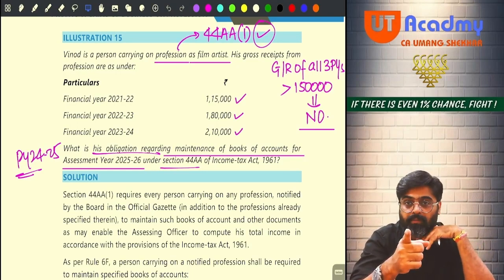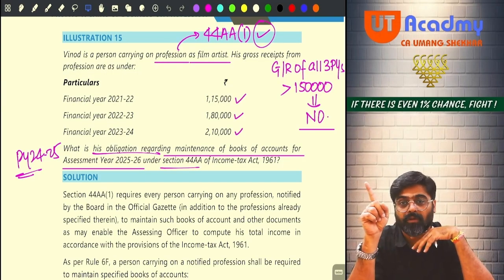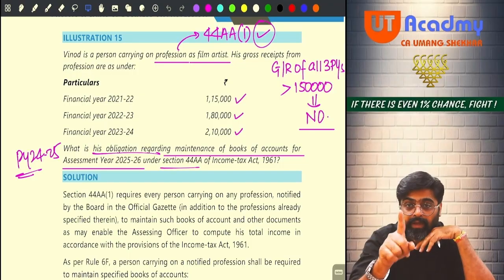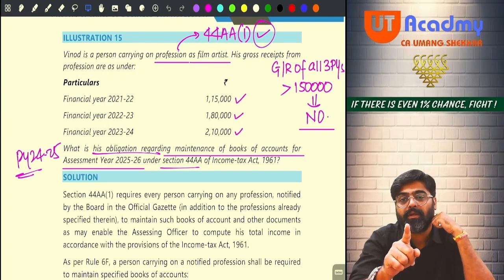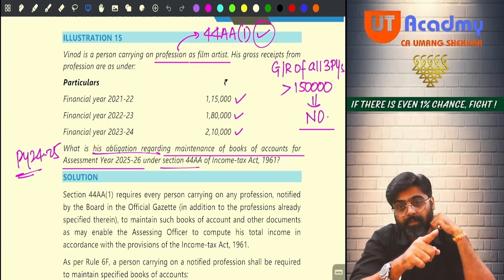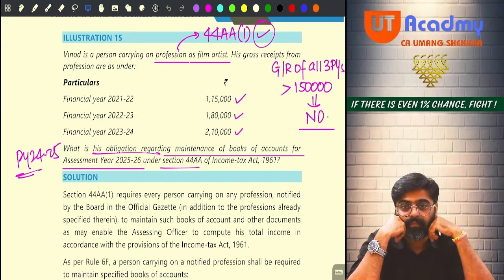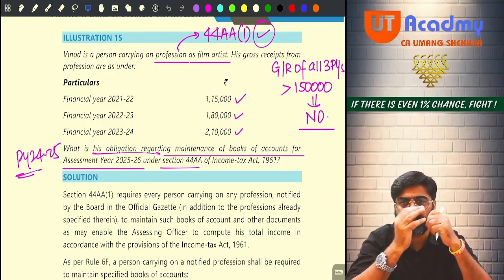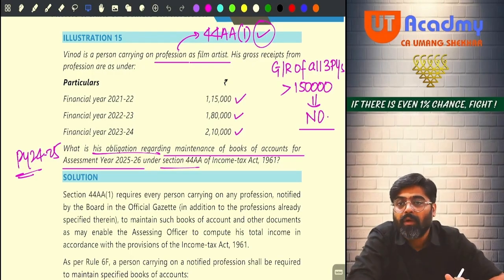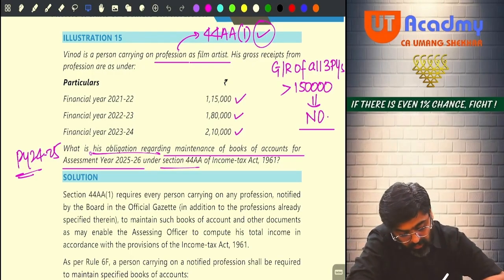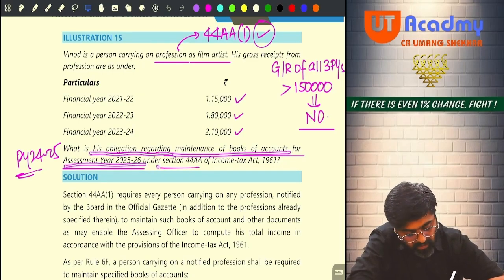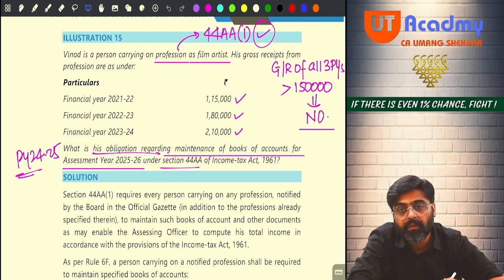You will also have to compulsorily maintain, but not the prescribed books, but the books as would enable your assessing officer to compute your total income. Those books you are supposed to compulsorily maintain. That is the provision which we have studied, no? So they are asking, what is his obligation regarding maintenance of books of accounts for the assessment year 25-26 under 44AA? Tell me.